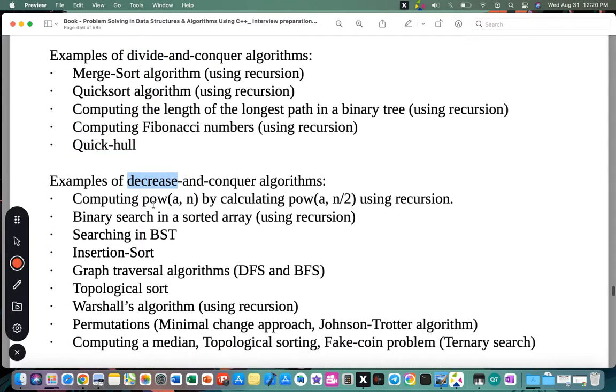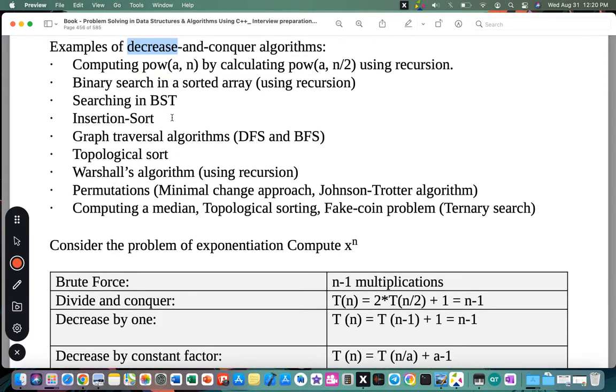What are the examples of the decrease and conquer algorithms? Computing the power a to the power of n, right? By calculating a to the power of half n using recursion. All right. Binary search in a sorted array. Decrease and conquer: searching in binary search tree. Insertion sort. Graph traversal algorithms, DFS and BFS.